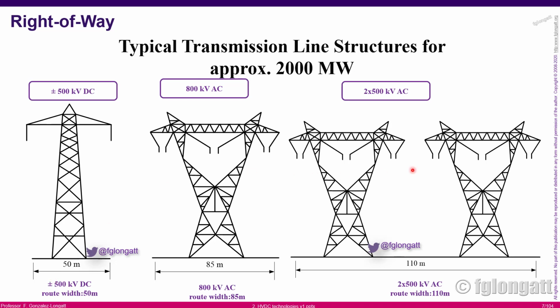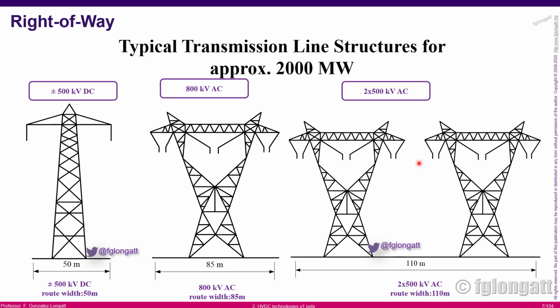On the other hand, if you look over here on the right-hand side, that is the technical solution for 2,000 megawatts transmission using AC. We are talking about 2 transmission lines, 2 with 500 kV. You can see over there, there are 2 towers, and because you need 2 transmission lines, as a consequence, you need a right of way of 110 meters.